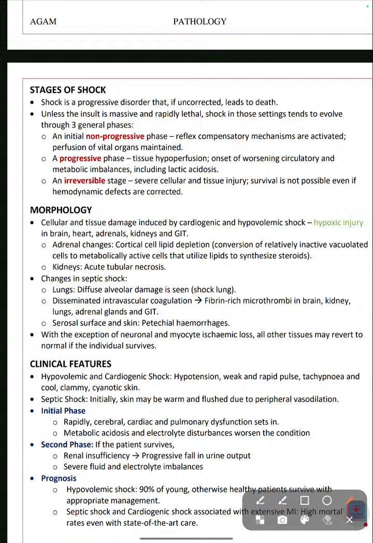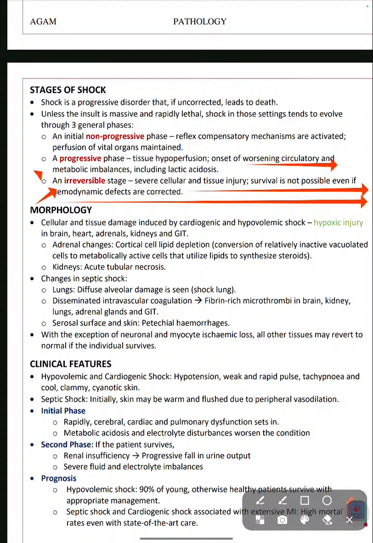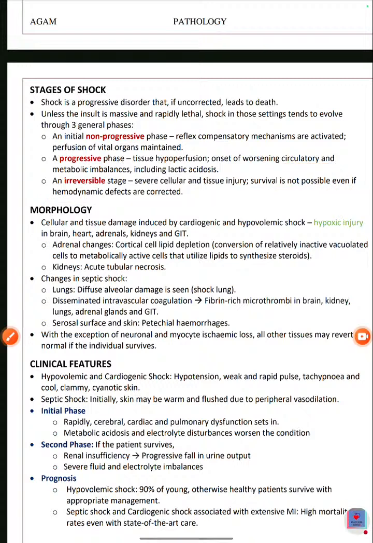Talking about the progressive phase. In this progressive phase, there is tissue hypoperfusion, onset of worsening circulatory and metabolic imbalances, including lactic acidosis. Then there is an irreversible stage, with severe cellular and tissue injury. Survival is not possible even if hemodynamic effects are corrected.